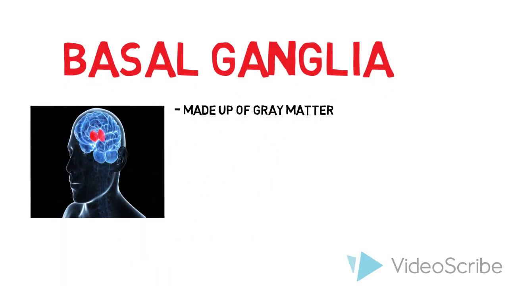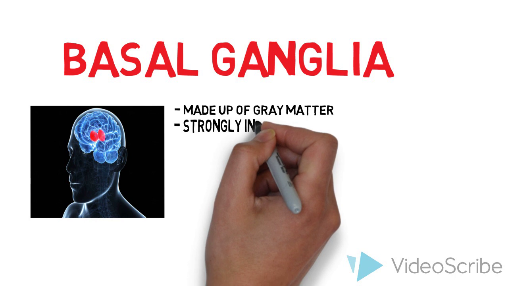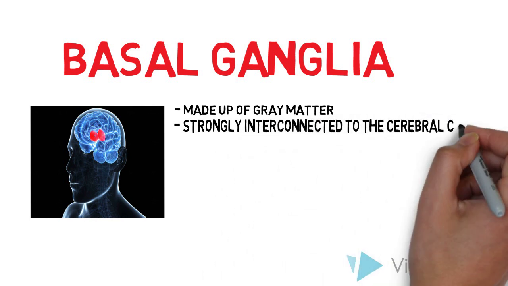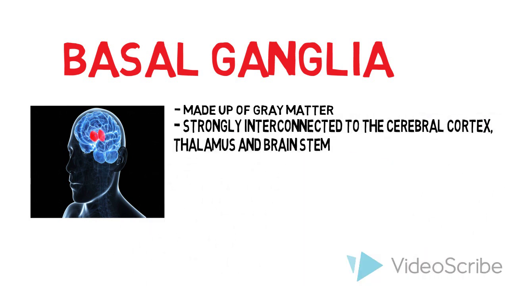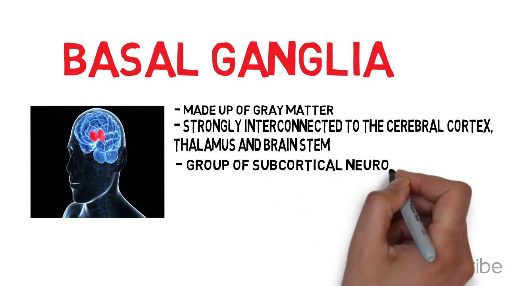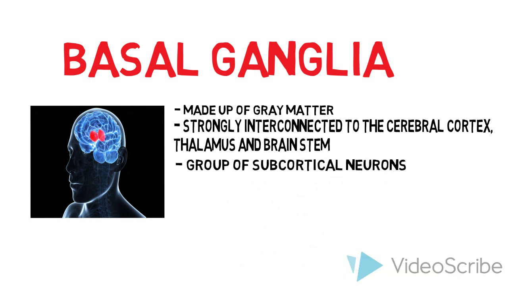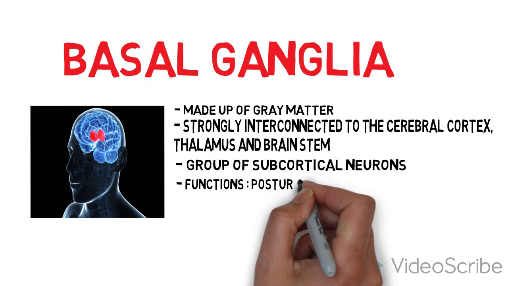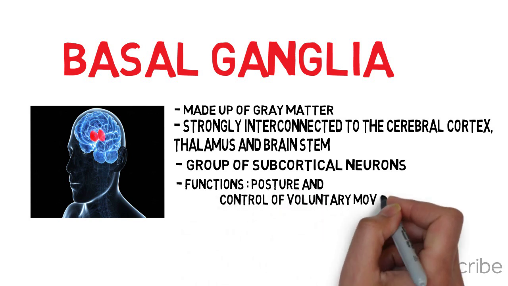The basal ganglia are made up of gray matter and are strongly interconnected with the cerebral cortex, thalamus and brainstem. The basal ganglia are a group of neurons which are found in the region below the cerebral cortex and is termed subcortical. It functions for posture and the control of voluntary movements.